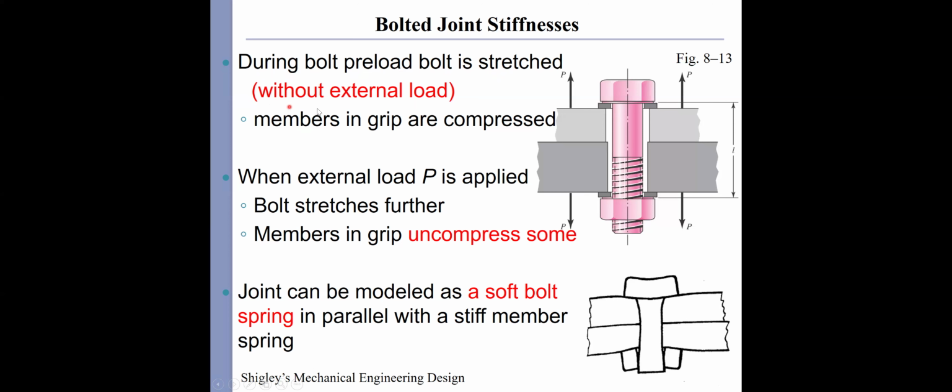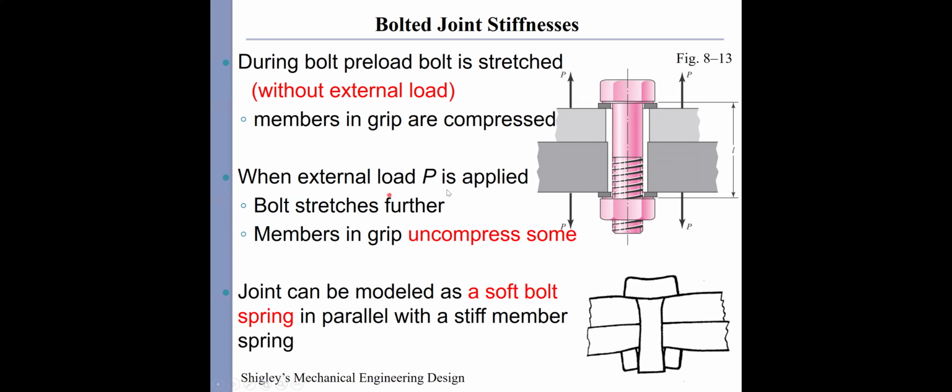Without any external loading, when we tighten those bolts and nuts, the bolt itself is stretched and the members in the grip are compressed. So the bolt itself must feel, okay, I'm being stretched. And the members, the two plates, must feel, okay, I'm being compressed. We're going to squeeze and compress them.